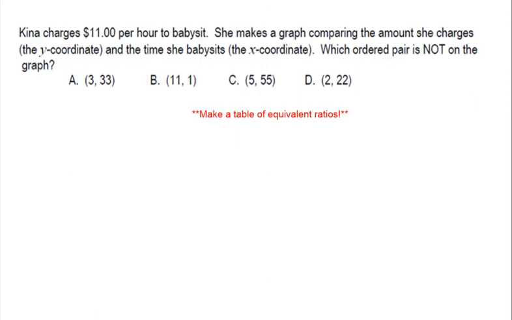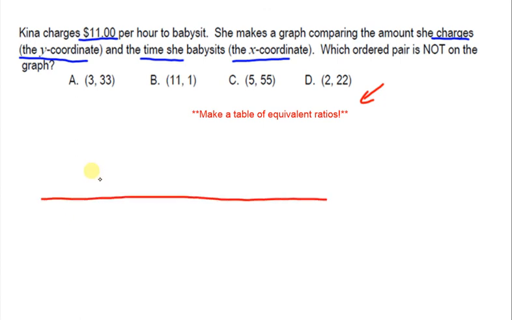Okay, let's try one more. Kina charges $11 per hour to babysit. She makes a graph comparing the amount she charges, which is the y coordinate, and the time she babysits, which is the x coordinate, which is not on the graph. So again, you can make yourself a graph or you can make yourself a table. So I'm going to make a table. We're going to have x and y. And it says that the x coordinate is the time and the y coordinate is the amount she charges. So I'm just going to put the money here.